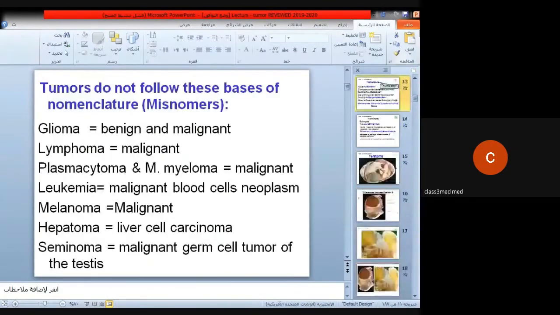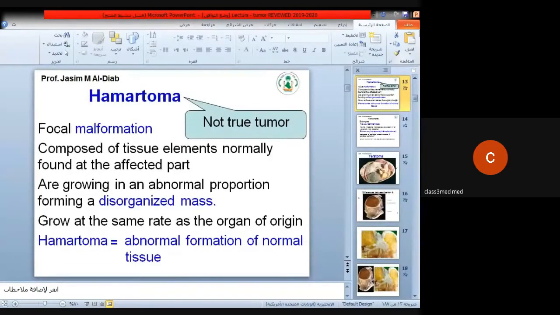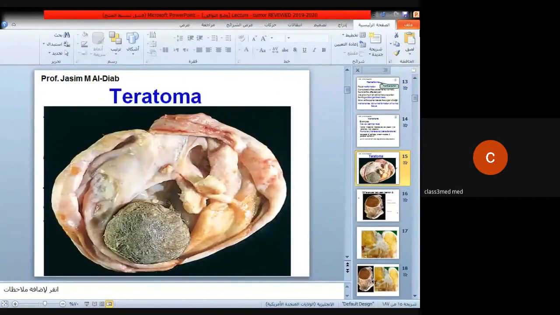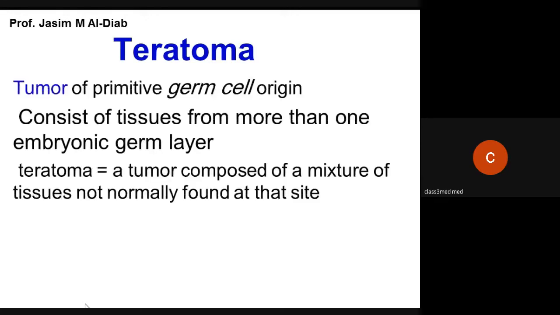We reached hamartoma in the last lecture and learned what a hamartoma is. Now we have another term, the teratoma. A teratoma is a neoplasm, a tumor, unlike hamartoma. Hamartoma is not a tumor, it's just a focal malformation, while teratoma is a true neoplasm composed of a mixture of tissues that are normally not found at the affected site.